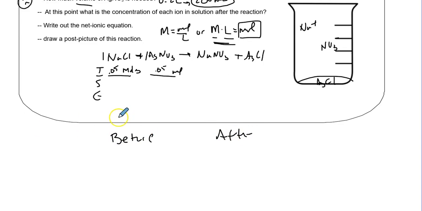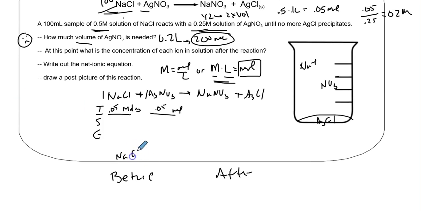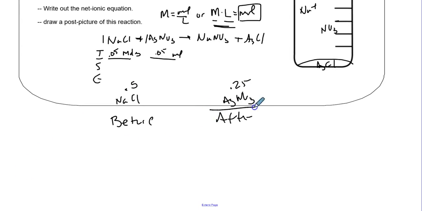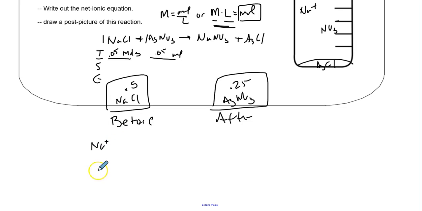I have the NaCl and I have the AgNO3. This is 0.5 and this is 0.25. These are the two things that I have, and I want to know the stuff floating around in solution. The only things floating around in solution are Na pluses and NO3 minuses. This one is 0.5 before, because you take your concentration times 1 is 0.5, and this is 0.25 times 1 is 0.25.